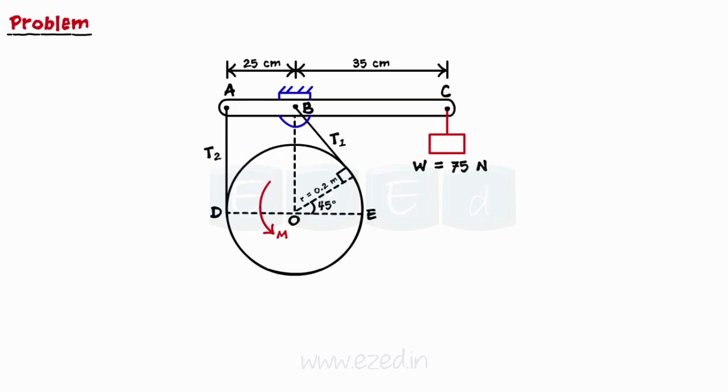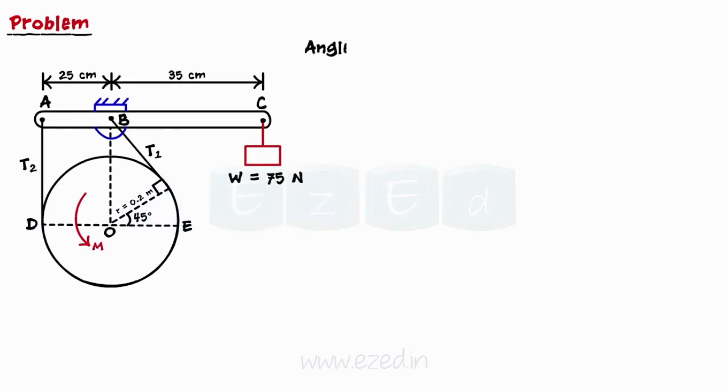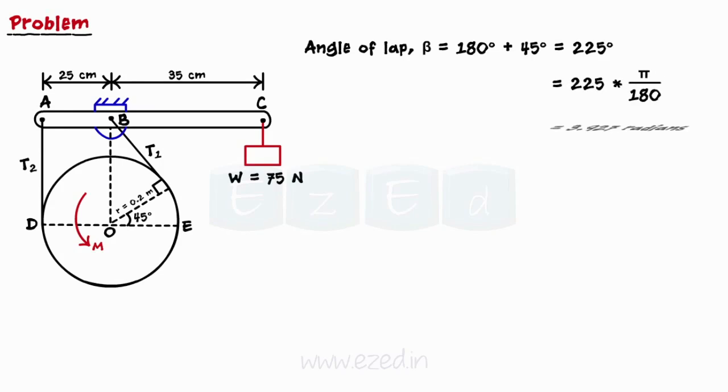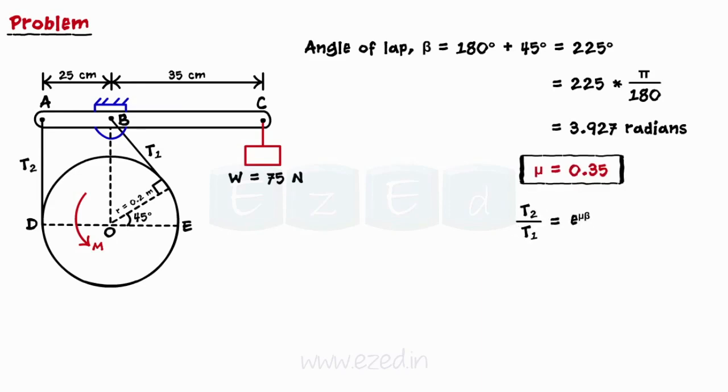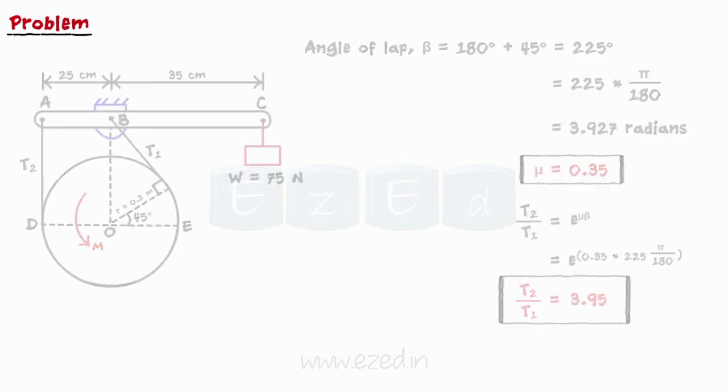Let T1 and T2 be the tension on the two sides. We will first compute the angle of lap, beta, which is found to be 225 degrees, that is 3.927 radians. The coefficient of friction is given as 0.35. Using the relation between tension on the tight side and the slack side of a rope, the ratio of tension of the tight side to the slack side is calculated to be 3.95.